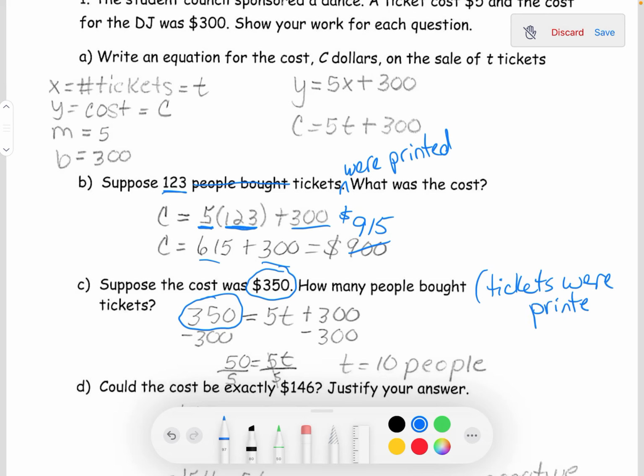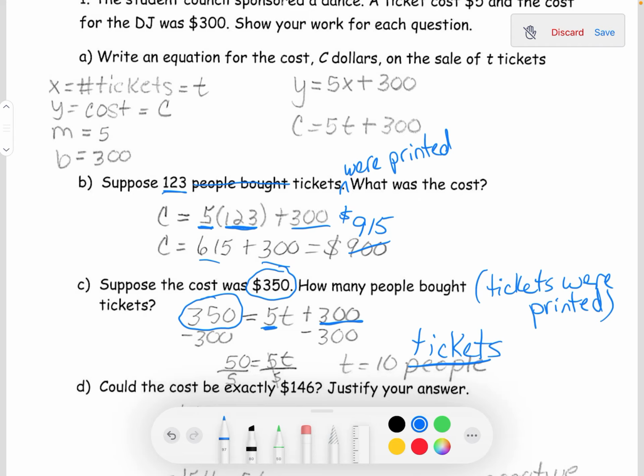I'm going to retype this worksheet for another year so that it's all about tickets being printed. So we can put in our $5 to print each ticket. We can put in our fixed cost for our DJ. And now we're solving for the t, or the x, in y equals mx plus b. So subtract 300 from both sides. We have 50 equals 5t. We divide by 5 because we want to isolate the t. Divide by 5 for the 50. And we end up with the number of tickets was 10. So this equation can actually tell us things about the event we're organizing. There's one more type of question that I'd like to show you.